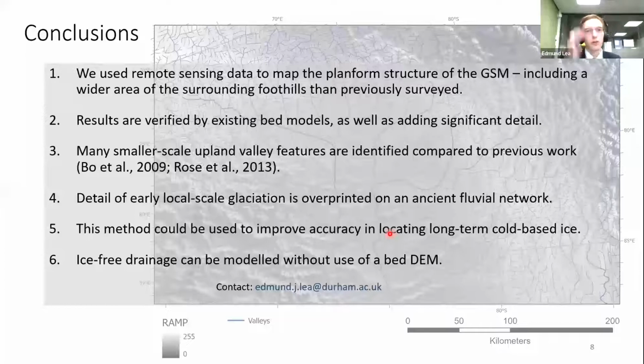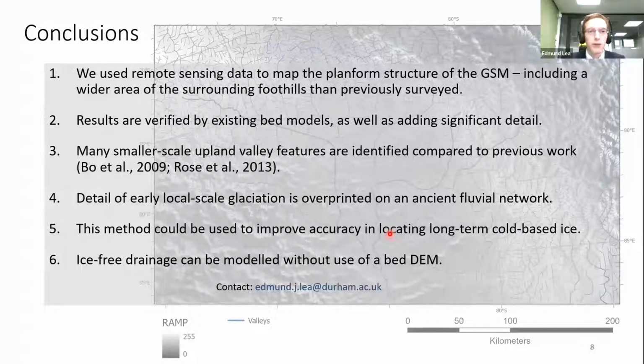Just by way of conclusion, here are a few of the main findings. So far, this is still work that we're getting on with at the minute. Basically, we used satellite remote sensing data to map the planform structure of the Gamburtsev Subglacial Mountains independently of any other elevation data set of the bed. However, those existing bed models do verify what we found, but we can add significant detail to them.